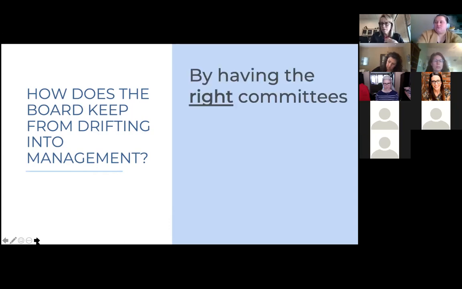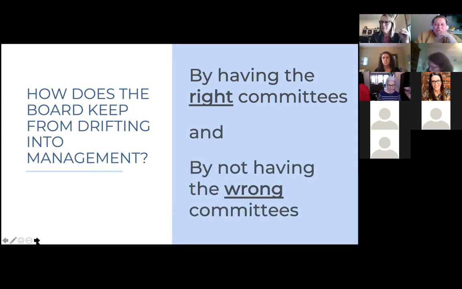And the answer to this, from our experience, is the committee structure. So utilizing the committee structure to keep your board engaged in the right areas of the organization and out of the wrong areas, perhaps, is one way to avoid board members who may drift into that management role. So it's identifying the right committees and not having the wrong committees. And that's a whole other discussion, what's right, what's wrong.